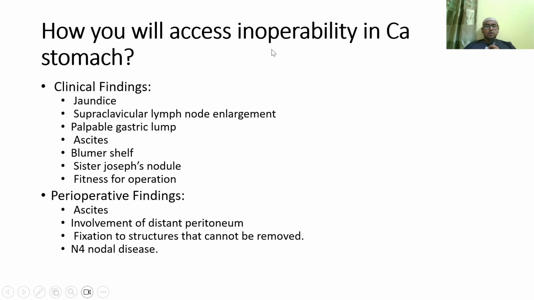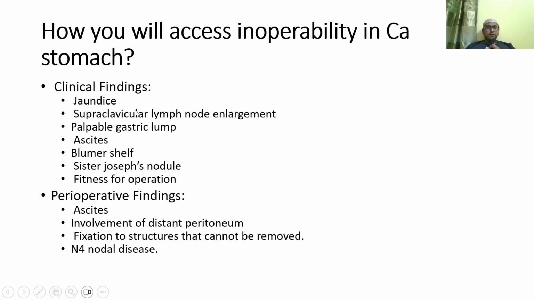How will you assess inoperability of carcinoma stomach? Some patients will come with symptoms by which you can be sure that the patient must not go for operation, because there will be no improvement, and life expectancy will be very limited.